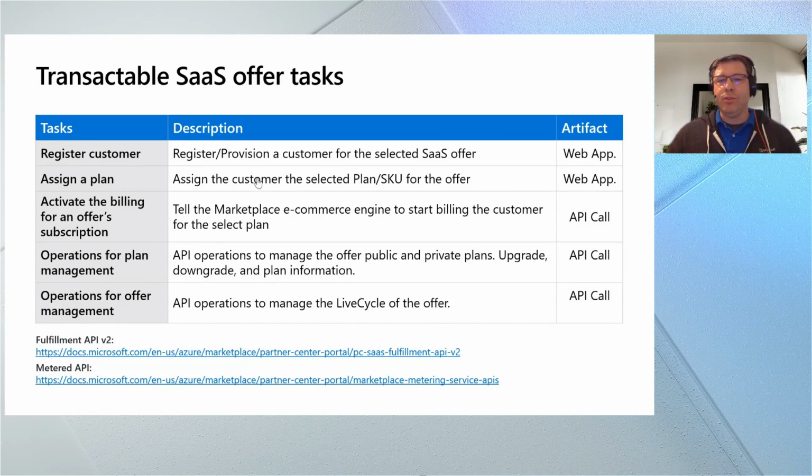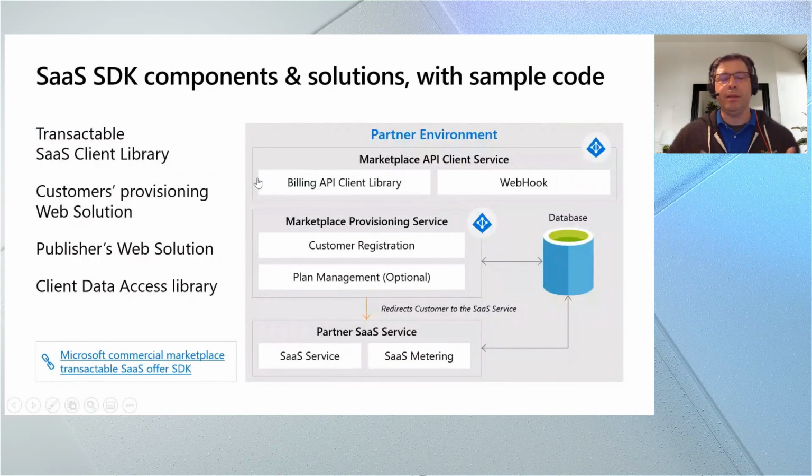If we go to the next slide, what you'll see, to make your life easier, is what we built as a community open source project that gives you the core components you're going to need to develop that solution and properly interact with your customers. At the top level, we built a billing API client library that implements all the calls necessary to talk to the e-commerce engine API. This is built on .NET Core. We also have a webhook implementation that allows you to receive all the communications from that e-commerce engine.